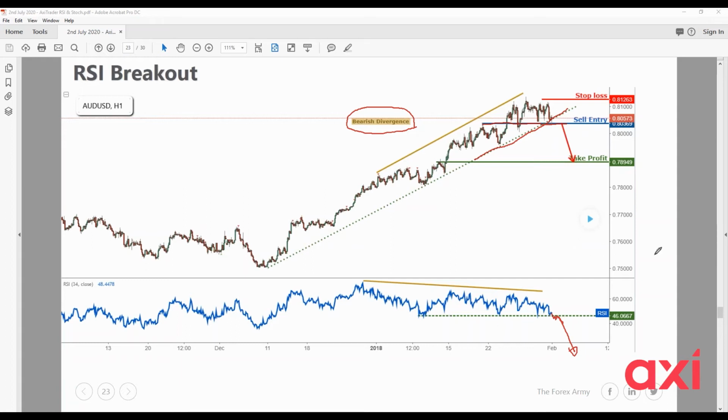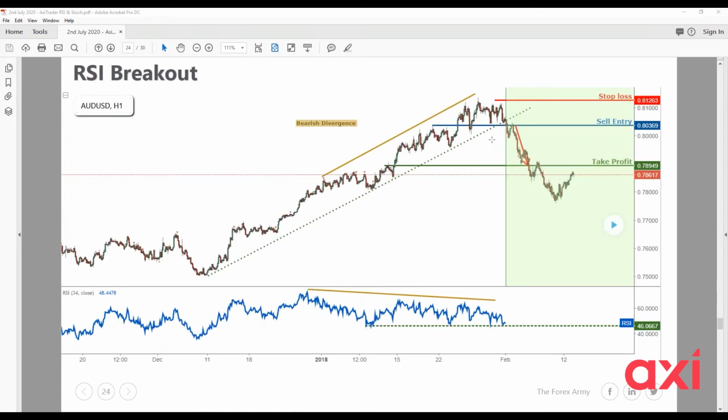So it's always a combination of trading strategies. And you can see from there, the moment price broke, RSI basically broke and went all the way down. And in line with that, price also broke and went all the way down. So that is how an RSI breakout trading strategy can work very effectively.